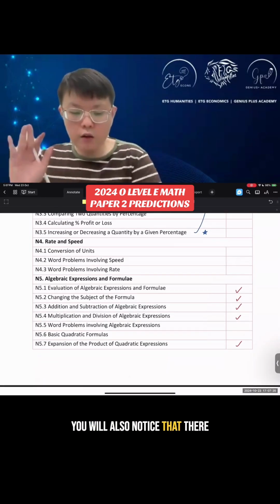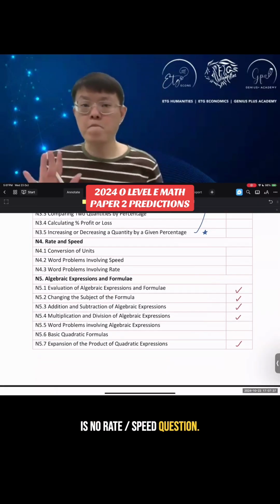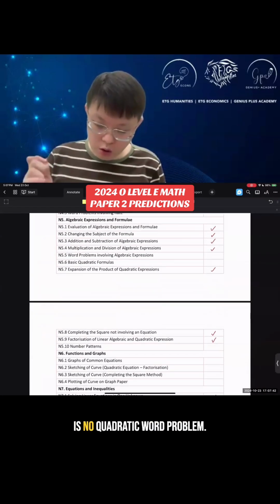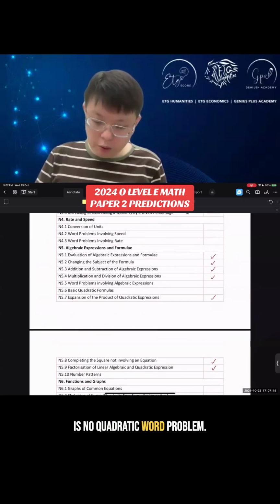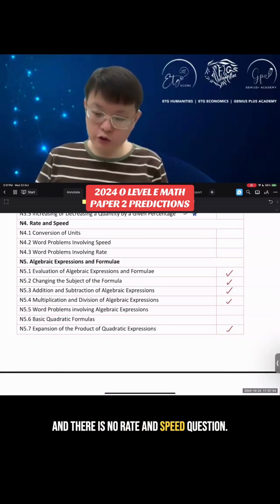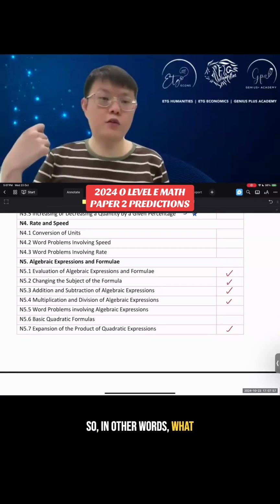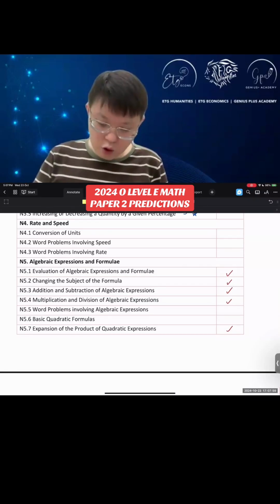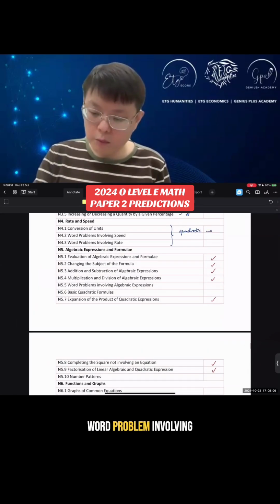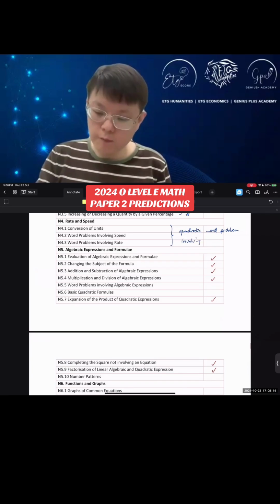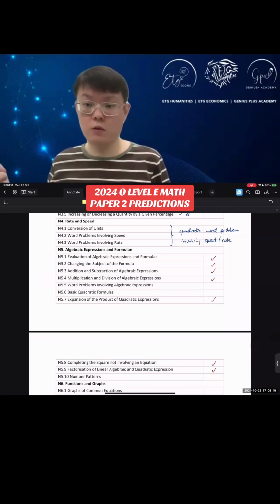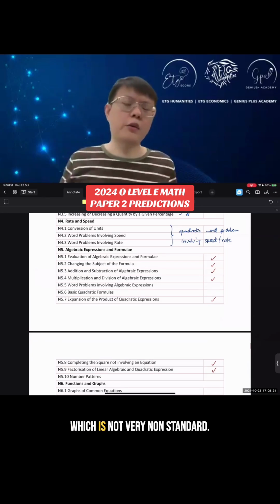You will also notice that there is no rate/speed question. So my prediction, very simple one. You will also notice that there is no quadratic word problem, correct? There is no quadratic word problem and there is no rate and speed question. So in other words, what is going to come out? You combine the two things, you are going to get a quadratic word problem involving speed/rate, which is not very non-standard.